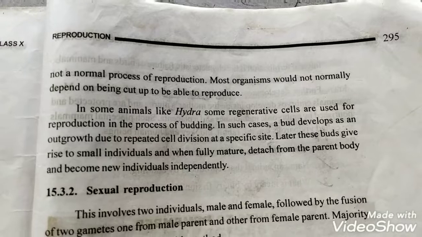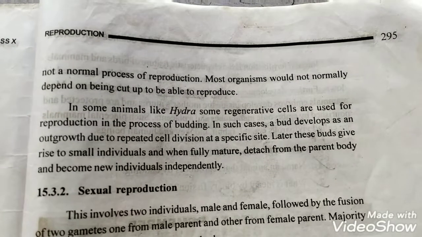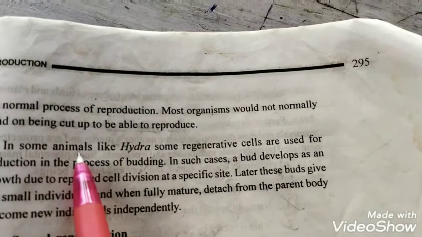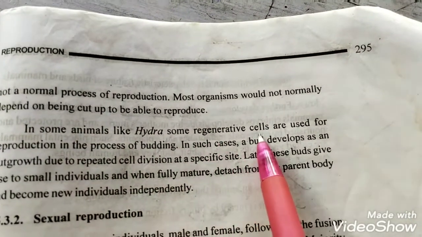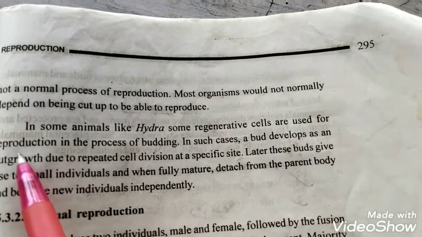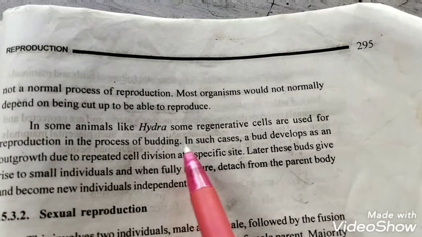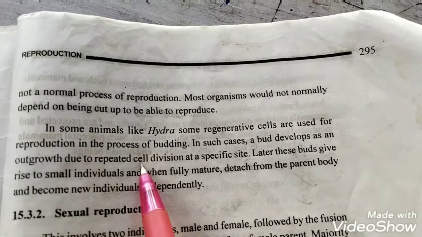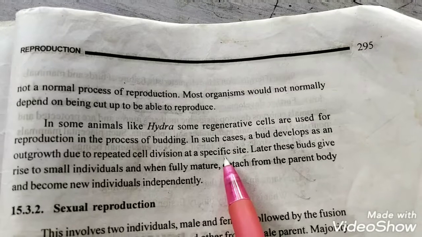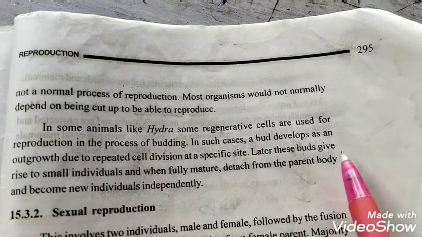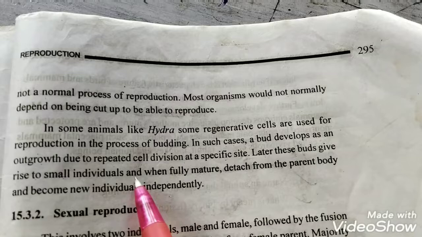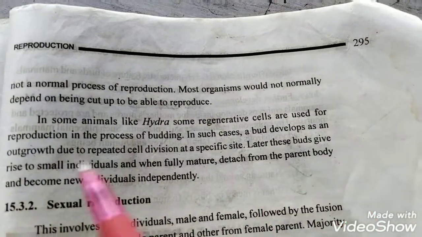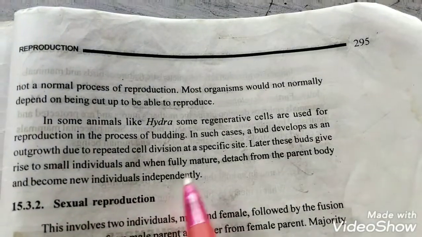But this method of reproduction is not very common in all organisms. In some animals like Hydra, some regenerative cells are used for reproduction in the process of budding. In such a case, a bud develops as an outgrowth due to repeated cell division at a specific site. Later, this bud gives rise to a small individual, and when it fully matures, it detaches from the parent's body and becomes a new individual independently.